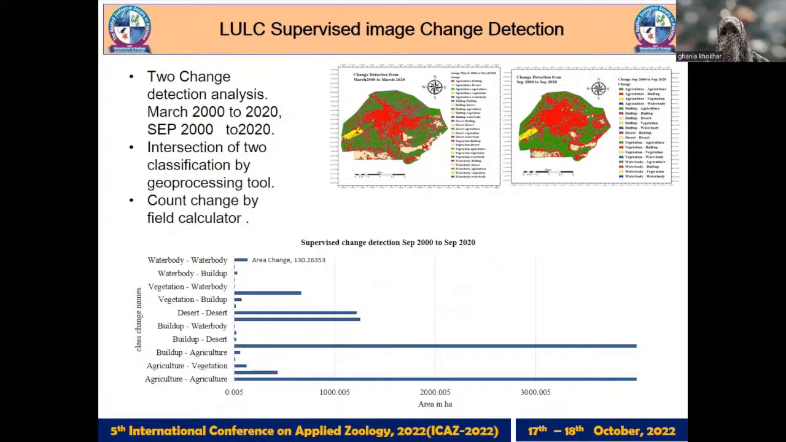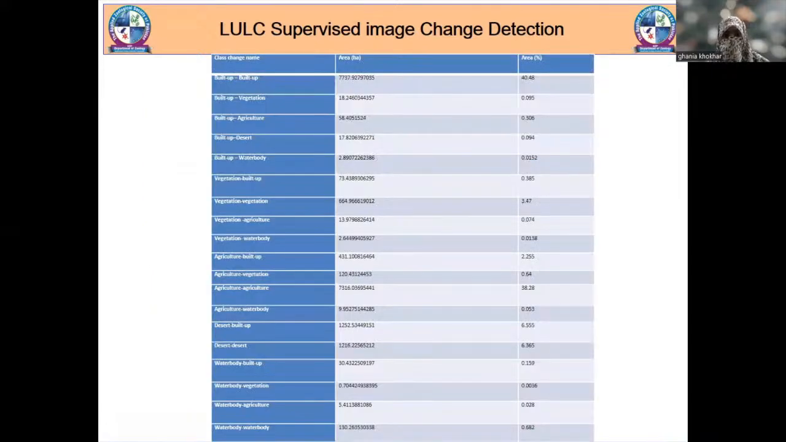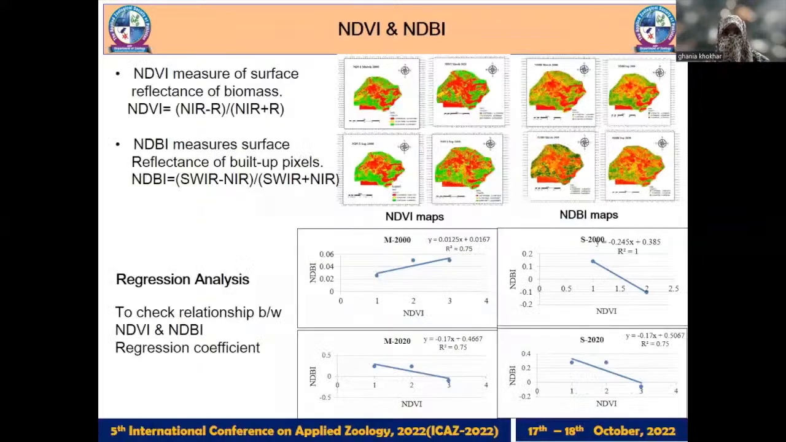This is the interconversion of all five classes into the other classes. Here the area is given in hectares and area percentage. This is the change from one class to another class. You can see some of the percentages here, but the main area that has been converted into built-up area is desert, that is 1,252 hectares, a percentage of 6. Other conversions are minimal. This was our hypothesis, that there is a decrease in desert and an increase in built-up area. So it has been monitored through this analysis.